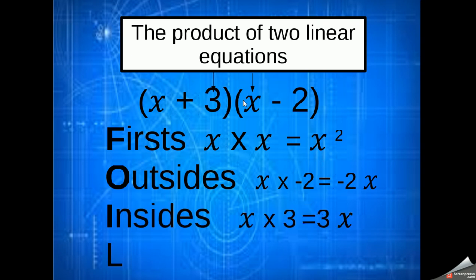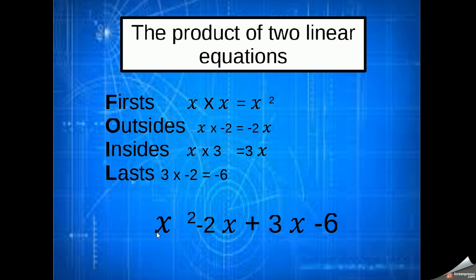Next is the insides, so the ones that are closest to the center. Those two insides are going to be the 3 here and the x here. So we multiply those two inner ones together to give us 3x. And finally, we've got the lasts to multiply, in this case the 3 and the minus 2, giving us minus 6.